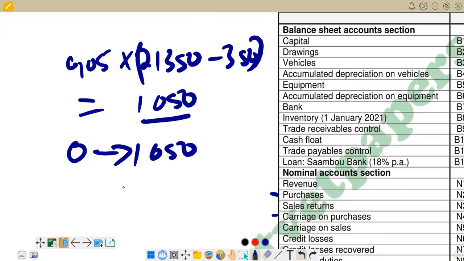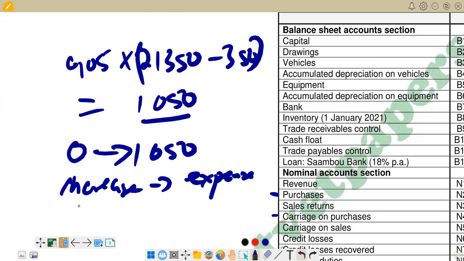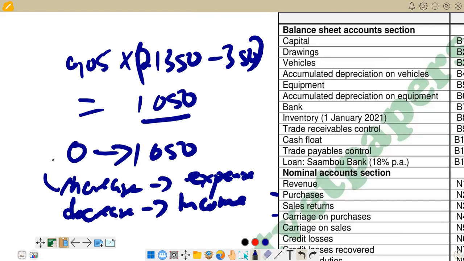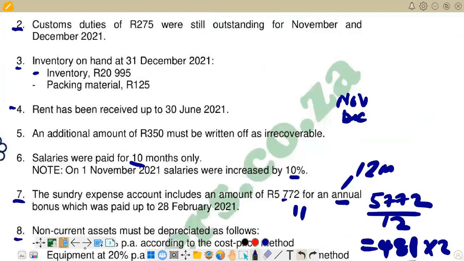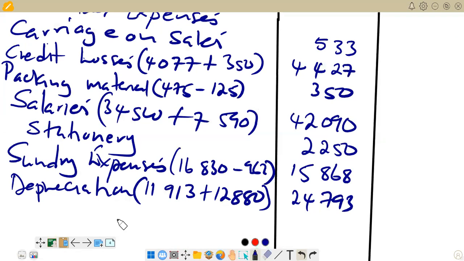So this is an increase, and when it's an increase, it's an expense. And as we said, when it's a decrease, it's now an income, and it's supposed to be under other income. So this one is an expense here. So 1,050. So we are going to put it again under that section for less expenses.